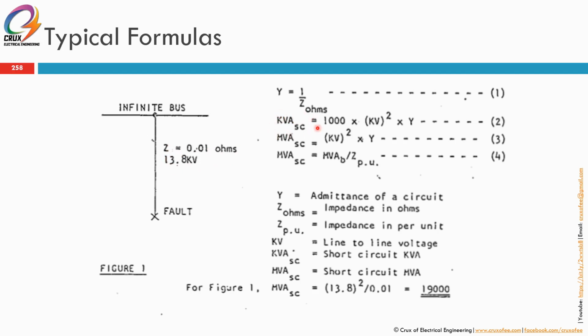So the MVA fault level for this is, because it's kV, 1 over Z is here, so the voltage squared divided by the impedance, and you get the MVA. Another method is MVA divided by the Z per unit, which is for a transformer. In this case, the MVA short circuit is 13.8 squared divided by 0.01, which is V squared over Z, the impedance. So that is 19,000 MVA. This is the short circuit level of this cable.